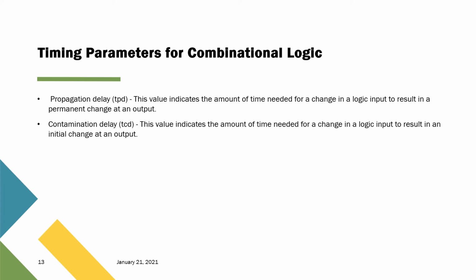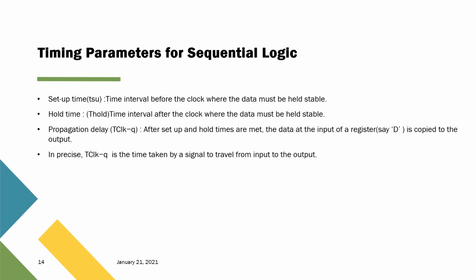The propagation delay is the time taken by the input to travel from the input terminal to the output terminal of a gate. Contamination delay is the value that indicates the amount of time needed for a change in a logic input to result in an initial change at an output. The three parameters for sequential logic are explained here. First is the setup time. It is the time interval before the clock where the data must be held stable. Hold time. This is the time interval after the clock has started where the data must be held stable.